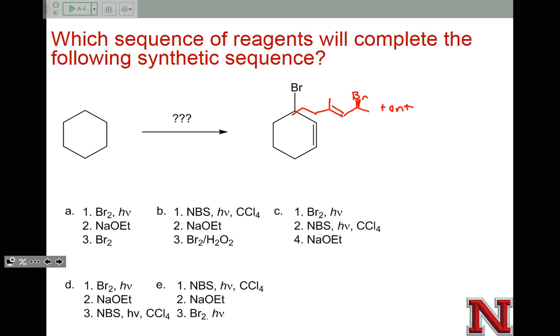So we're going to talk about synthetic utility on Friday, and we're also going to really get into HBr and peroxide and look at that mechanism to understand why it's anti-Markovnikov.